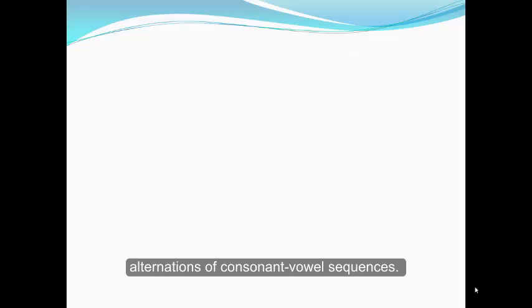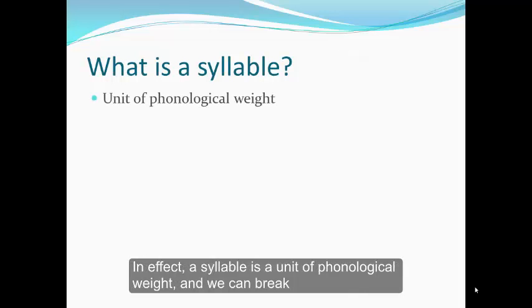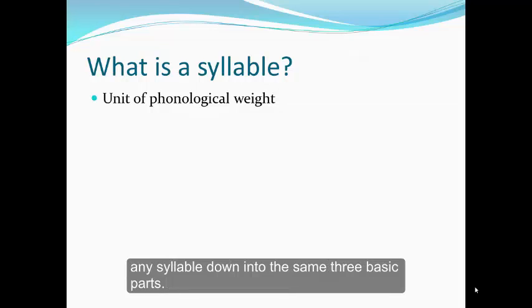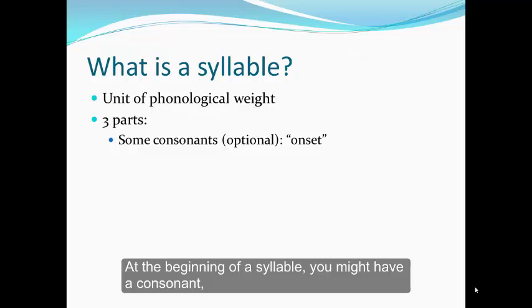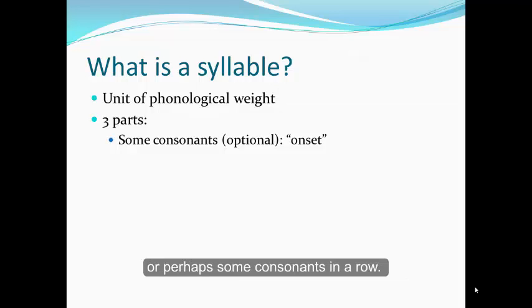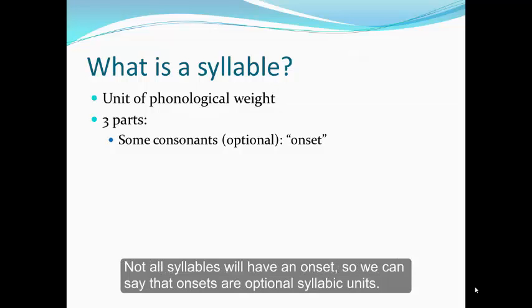In essence, this is what speech is. It's regularly occurring alternations of consonant-vowel sequences. These sets of consonants and vowels occur in blocks that we refer to as syllables. In effect, a syllable is a unit of phonological weight, and we can break any syllable down into the same 3 basic parts. At the beginning of a syllable, you might have a consonant, or perhaps some consonants in a row. This is referred to as the onset of the syllable. Not all syllables will have an onset, so we can say that onsets are optional syllabic units.